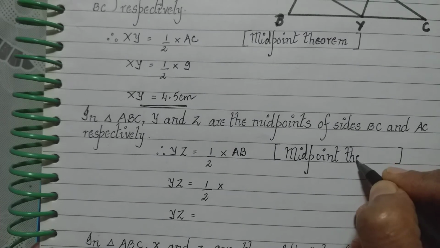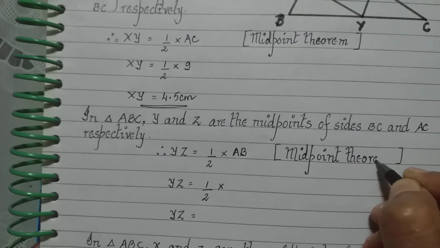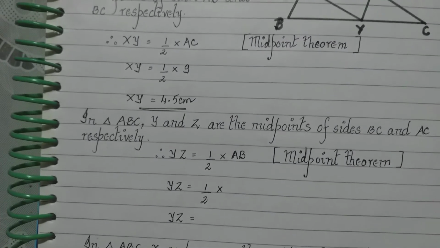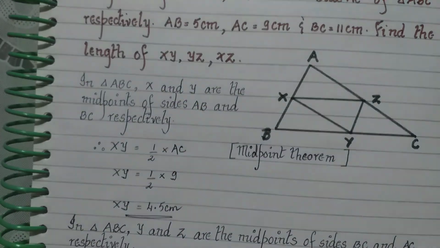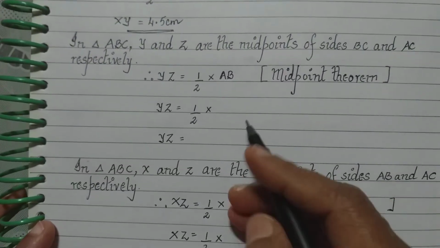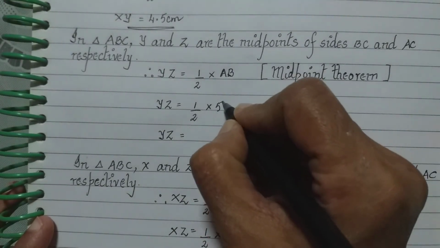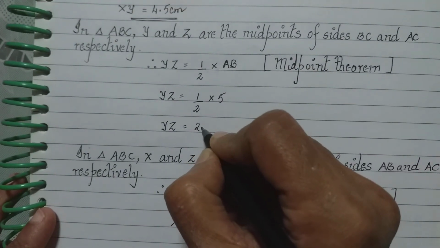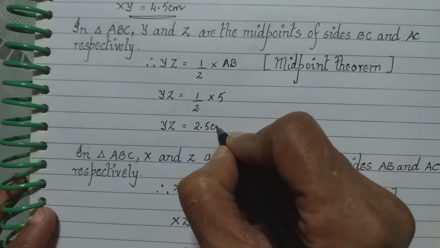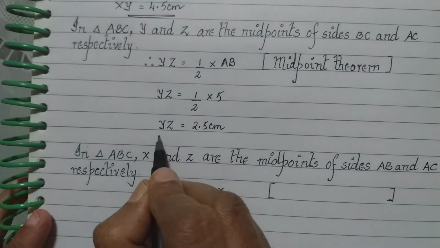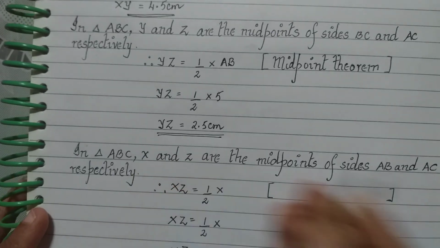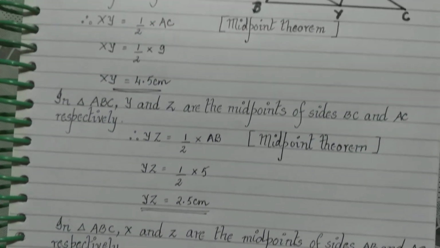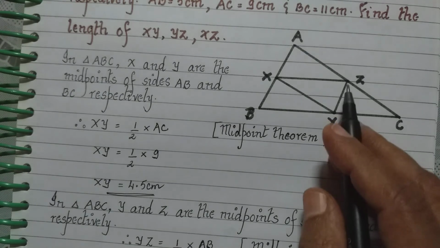And then we look at what is given. What is the length of AB? Seeing here, the length of AB is 5 centimeters. So I put the length here, half into 5, which is 2.5 centimeters. Therefore, the length of YZ is 2.5 centimeters. Go back to the figure.